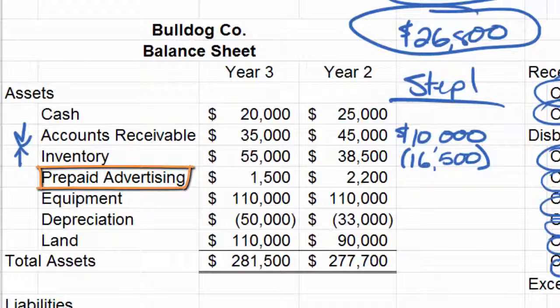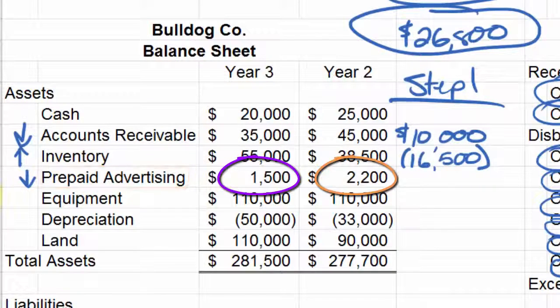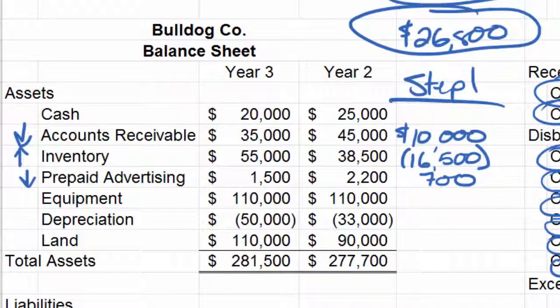Next is my prepaid advertising. In this case, the prepaid advertising went down, meaning I used a bunch of advertising this year that I paid for last year. So I have more cash in my bank account now because I made the payments last year. So that's a $700 change, and it's positive.